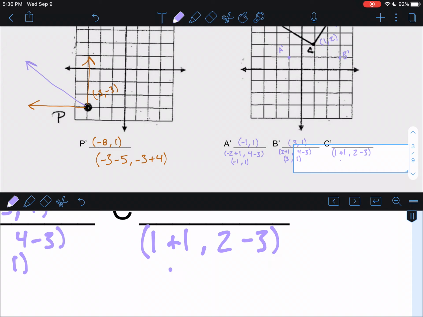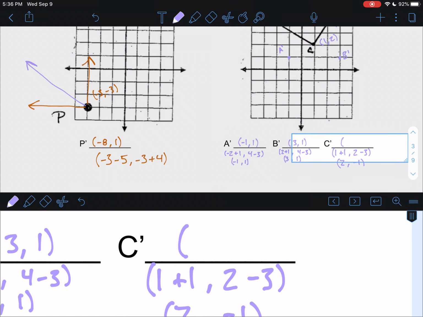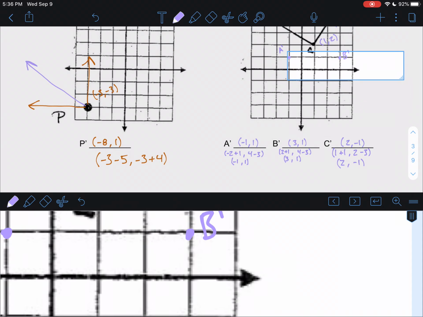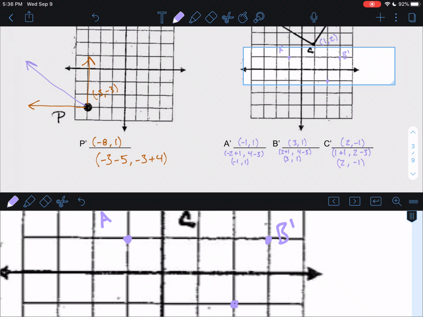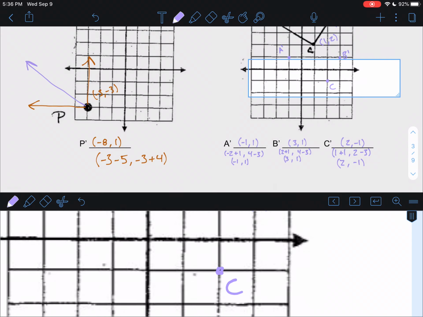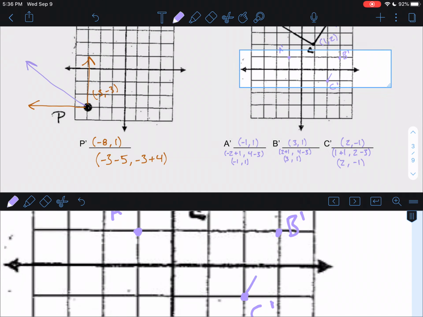Let's see, 1 plus 1 is 2. And 2 minus 3 is negative 1. Meaning that the new coordinate is 2, negative 1. And if I plot that, 2, negative 1 is right there. And this is C prime. And now I just want to connect these points.